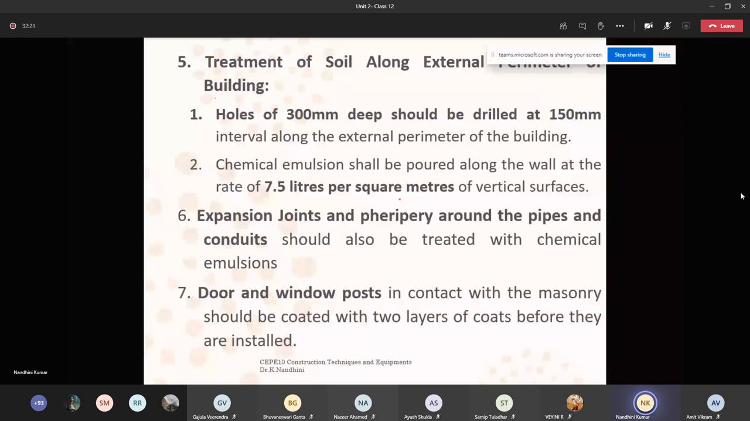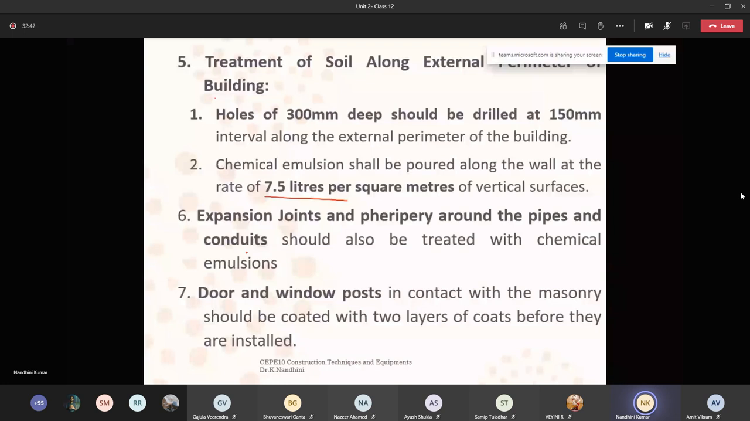This is a constantly repeating point, but as we are seeing for every member, once we saw for the foundation, we saw for the floor, now we are seeing for the external wall. In that case, we have to again follow the same liters, the same square areas, the same units. We have to stick to it. Expansion joints and the periphery around the pipes and conduits should also be treated with the chemical emulsions.